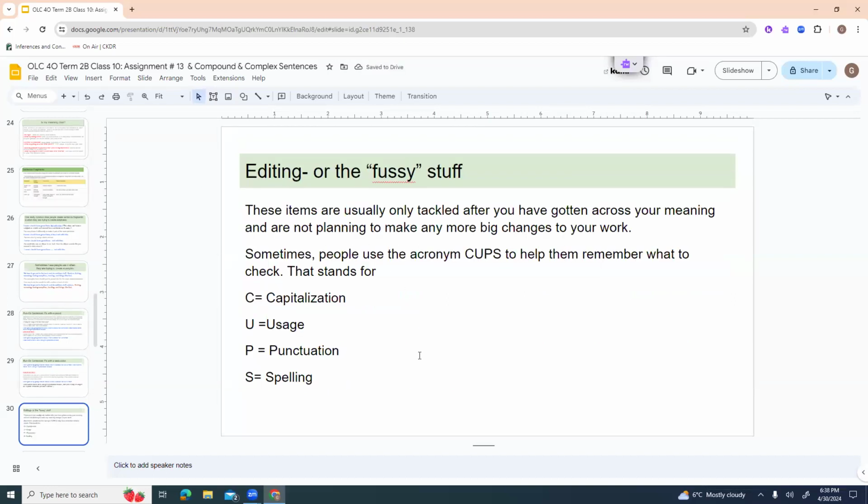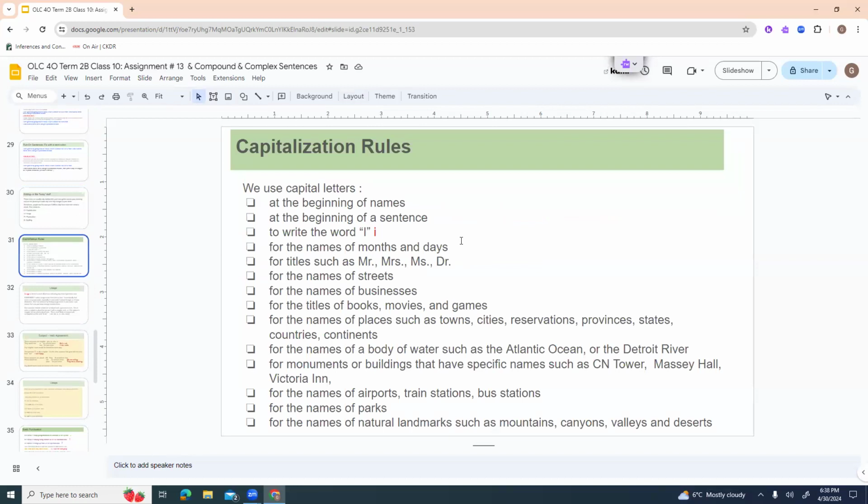Okay, after you've done all the revision, after you've looked at all the possible mistakes, looked at where you can add details, looked at where you can add more interesting quotation marks, then you can look at the editing or the fussy stuff, okay? There is an acronym called CUPS that we often use to help us remember what to check. And that stands for, the C is for capitalization, the U is for usage, the P is for punctuation, and the S is for spelling. Okay. So capitalization.